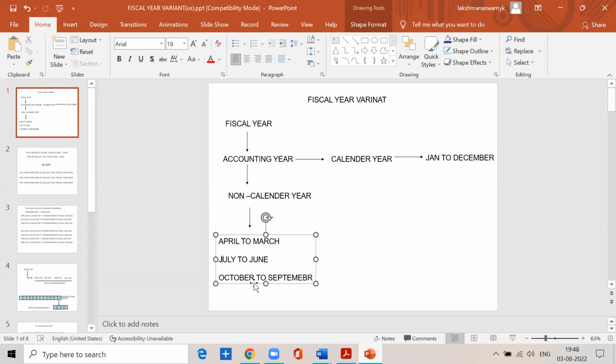Now, October to September means, for example, it will start from October 2022 and ends with September 2023. That means in the 2023, 9 months are falling, right? January to September, 9 months are falling. Then in 2022, only 3 months are falling: October, November, December. In that case, that fiscal year is represented with the 2023. That's how we represent the fiscal year in SAP.